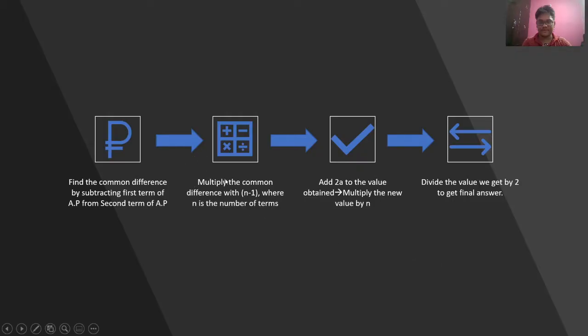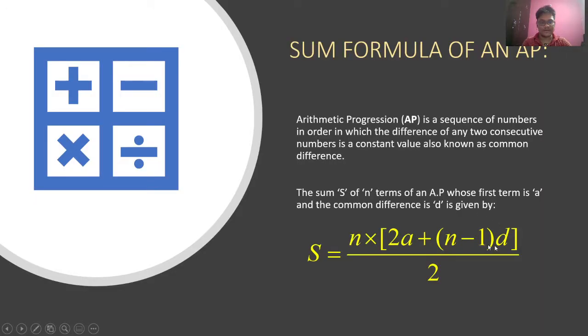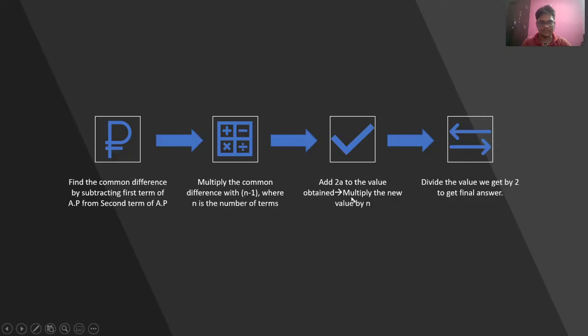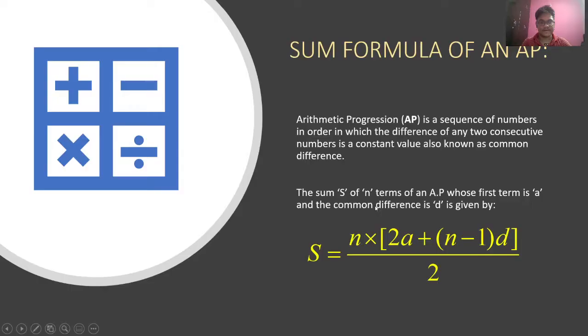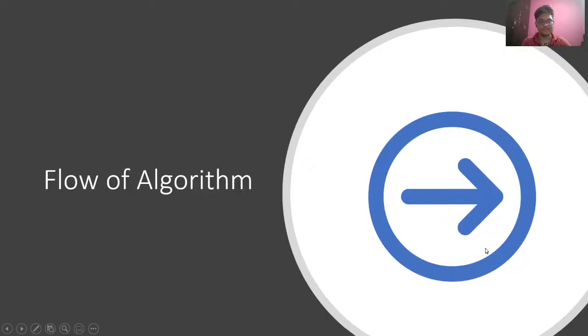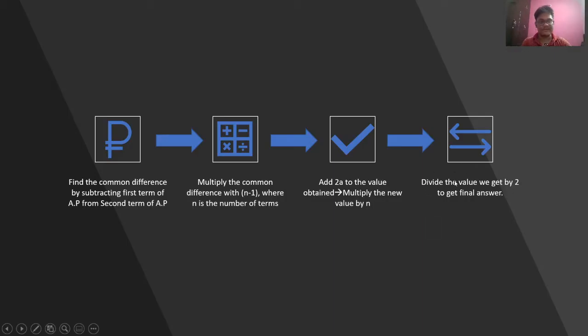After that we will multiply the common difference with n minus 1, where n is the number of terms. Here we will multiply D with n minus 1. Then after that we will add 2a to it. So we add 2a to the value obtained. After that we will multiply the obtained value by n. So we will get this whole numerator. But to get the final result, we have to divide this value by 2. So in the final step we will divide the value we get by 2 and get the final answer.